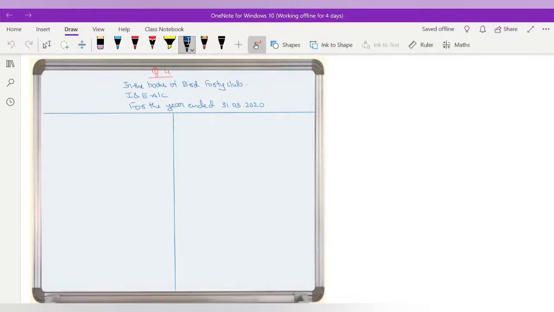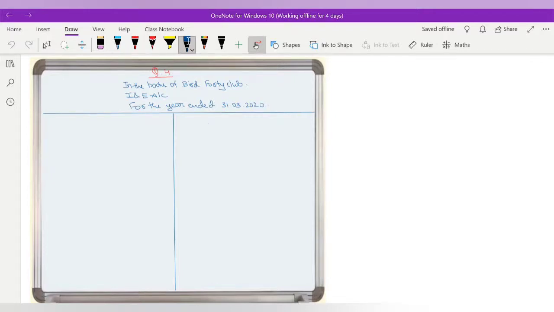Opening balance is given, 2,50,000. Subscription 2018-19 is given and 19-20 is given. What is your current year? It is 19-20. 18-19 means what? It is relating to the previous year, which is not taken for your income and expenditure account. Then comes donations. Then entrance fees 85,000.